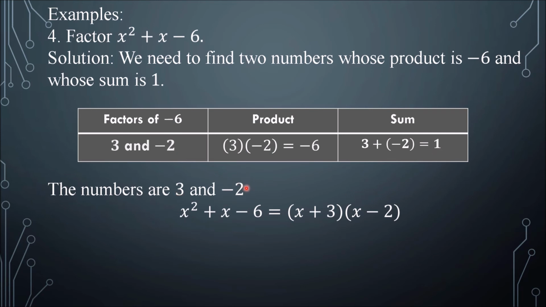Now, what shall we do with those numbers? So, x squared plus x minus 6 is equal to x plus 3. That's the 3. X minus 2 because this one is negative 2. So, the factored form of x squared plus x minus 6 is x plus 3 times x minus 2. Now, you do the FOIL method to check for your answer.